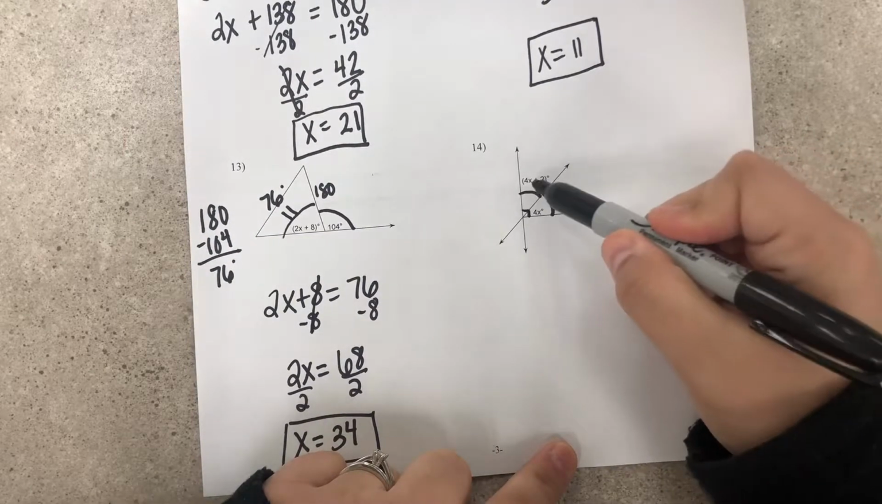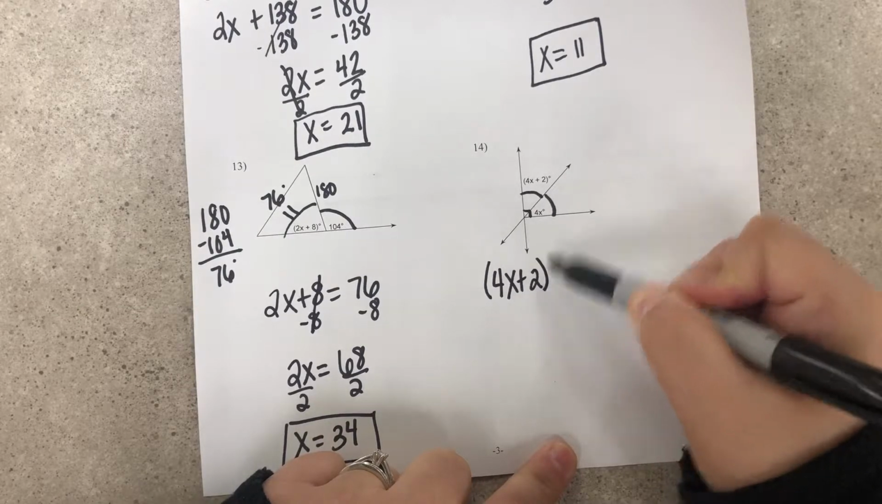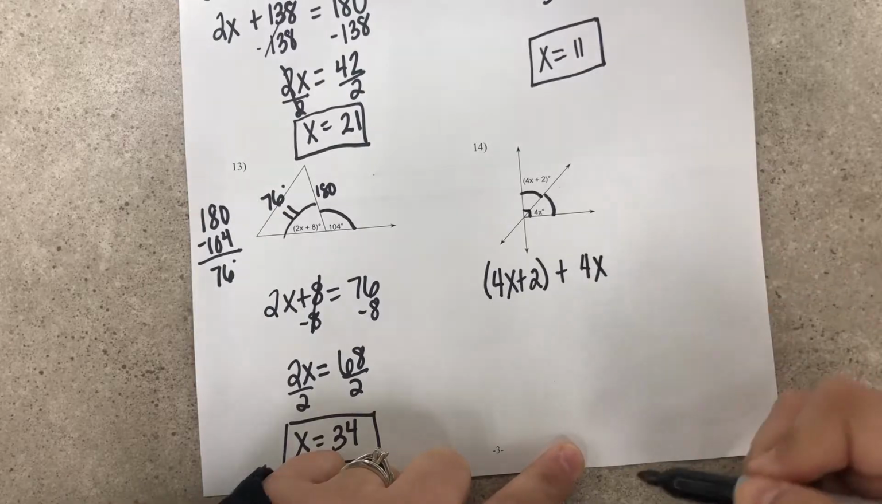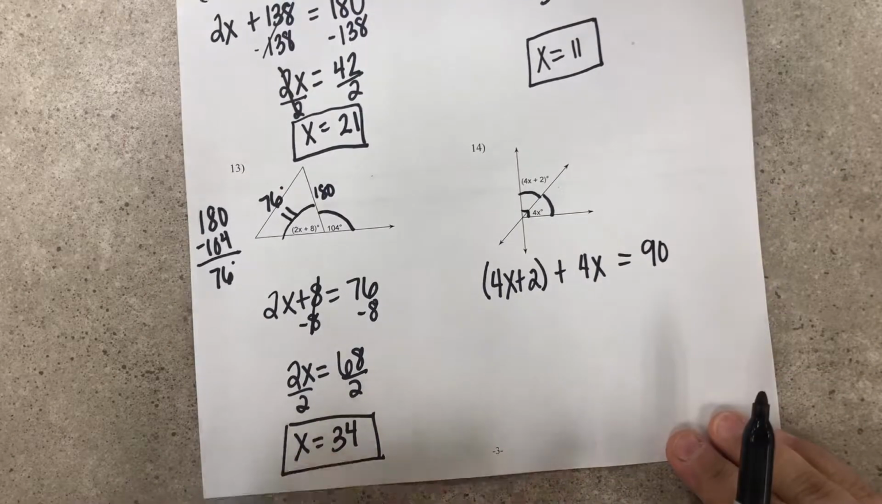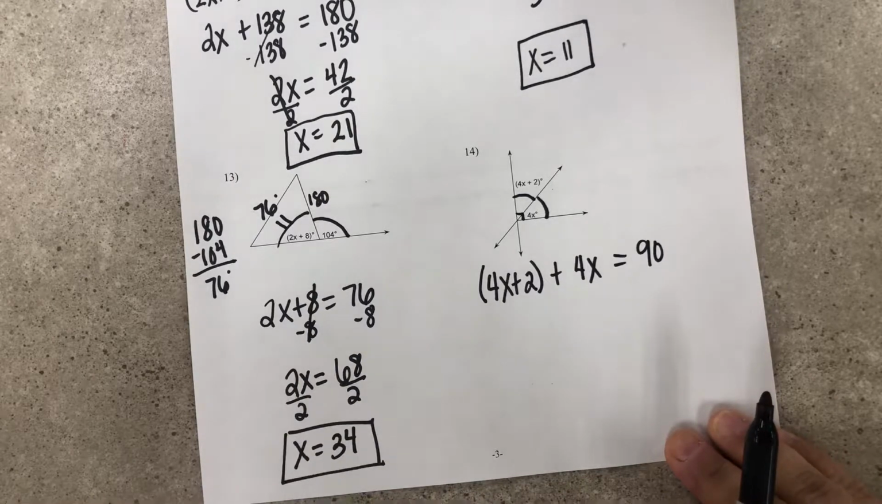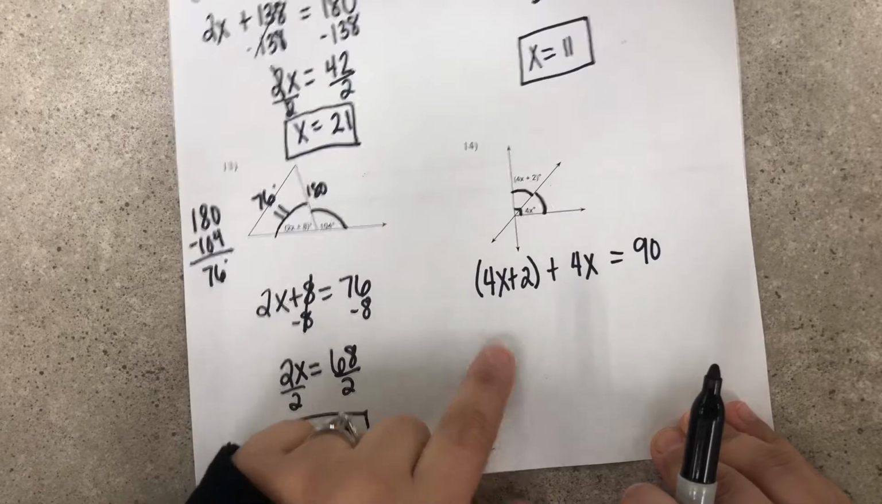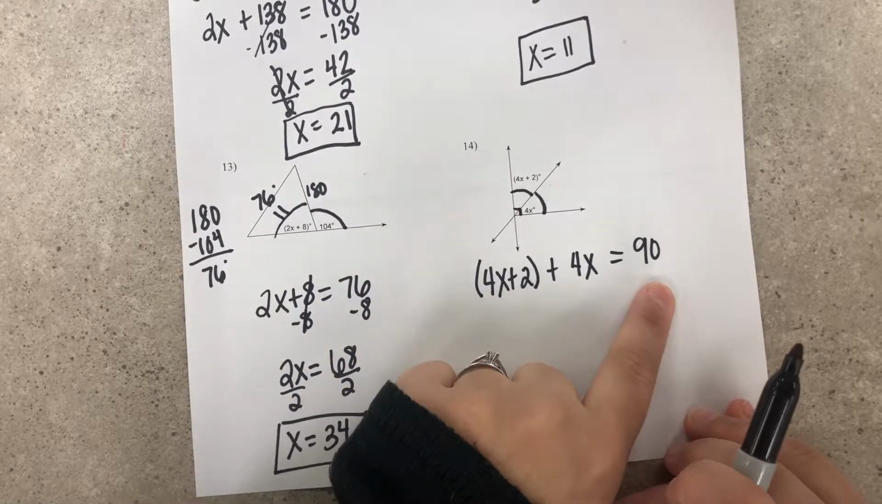So I know that this angle right here plus this angle on this side, both of those together have to add up to give me 90. Right? So it is possible to still solve. It's okay if we don't know what one of them is. So I have 4x plus 2 plus 4x equals 90.